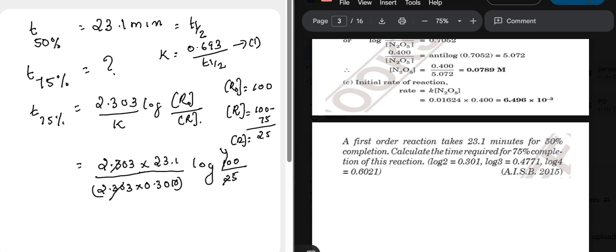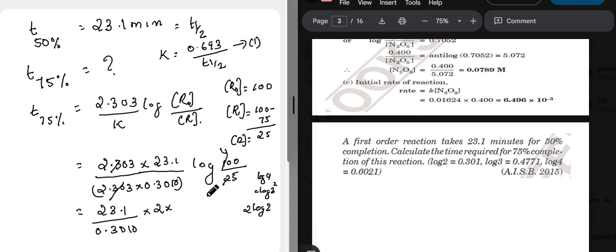Now this I can cancel. So 23.1 divided by 0.3010. This log 4 is 2 log 2. Log 4 I can write as log 2 square. Log A raised to B is B log A. Actually, you can use the direct answer value here and calculate, no issue. This is a shortcut, so the calculation will become easier.